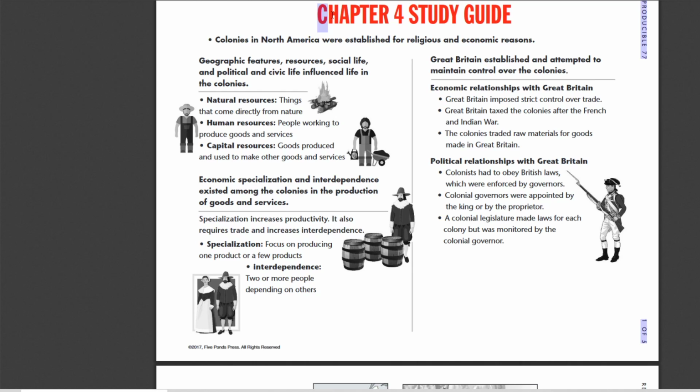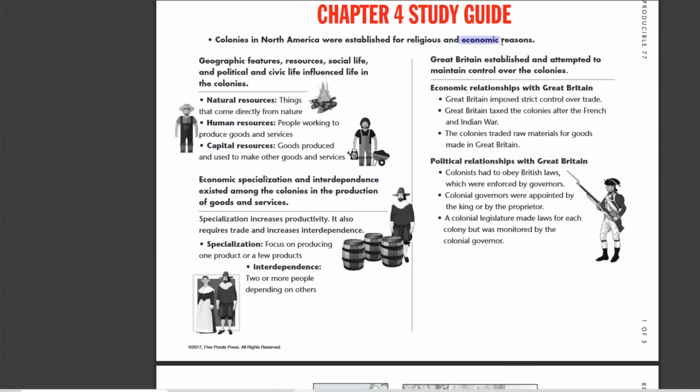Okay, let's go over Chapter 4 Study Guide. The colonies in North America were established for religious and economic reasons. And I can remember this because it's actually pretty humorous. In the North, the colonies were based on religion.